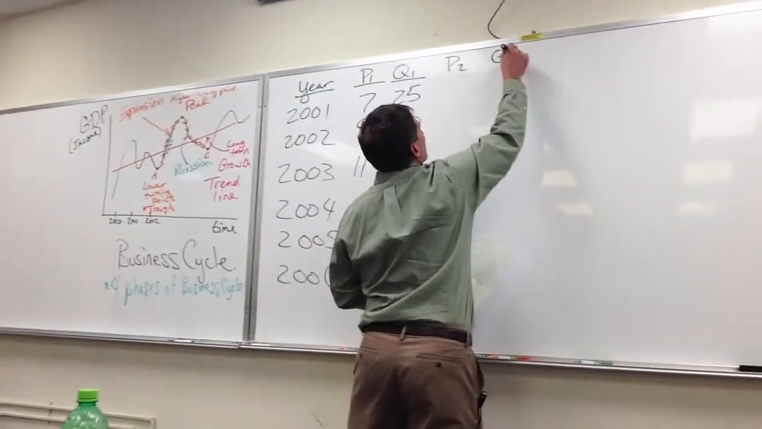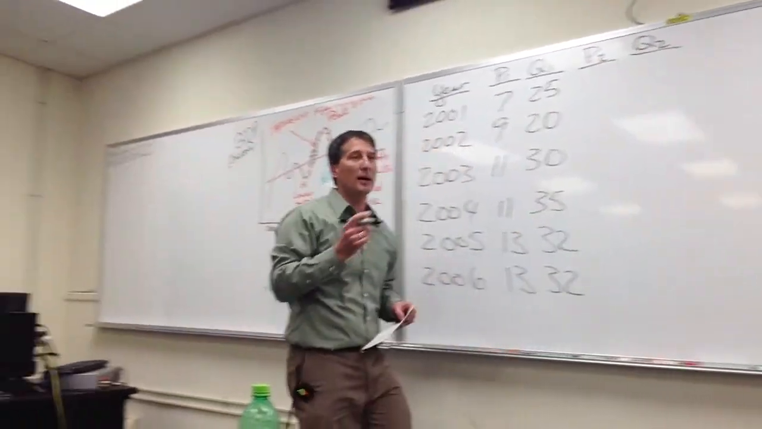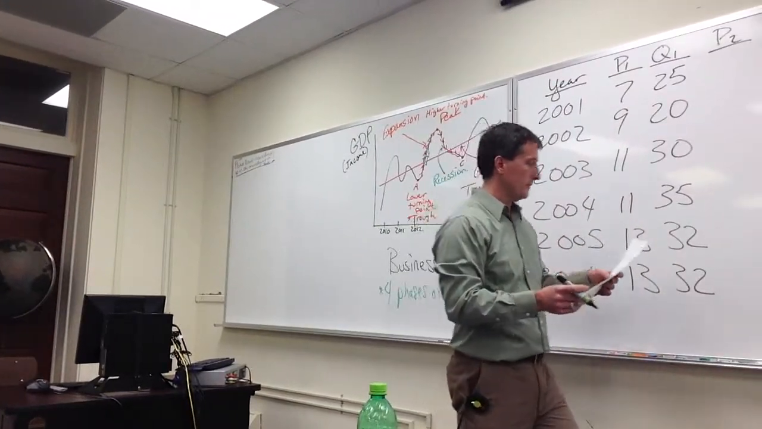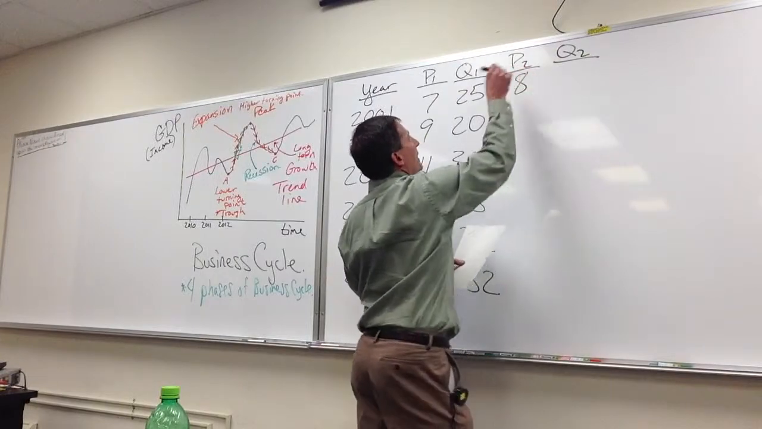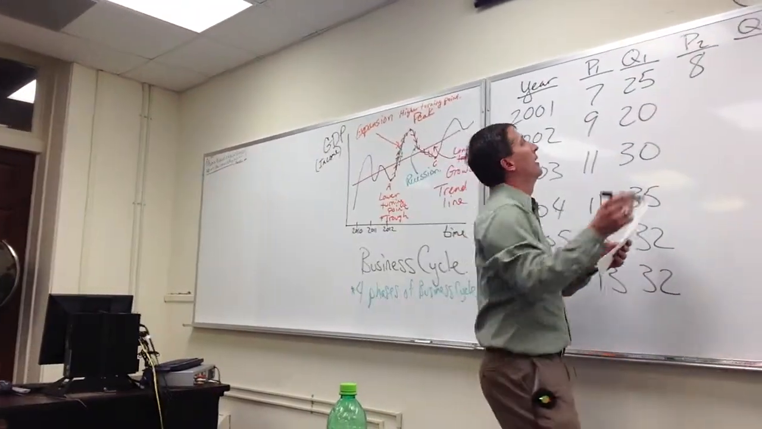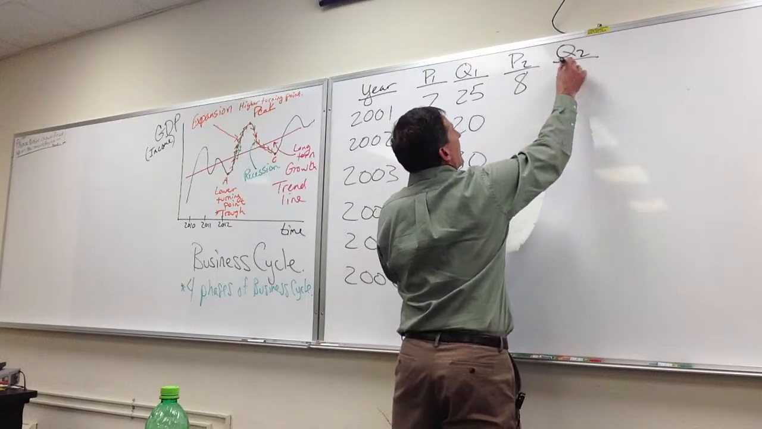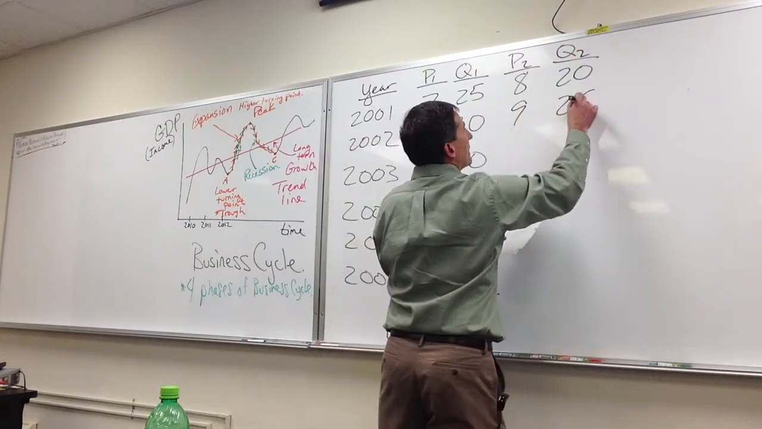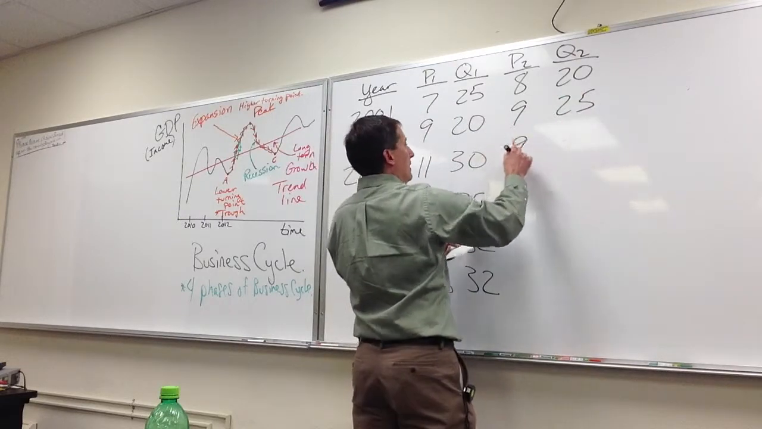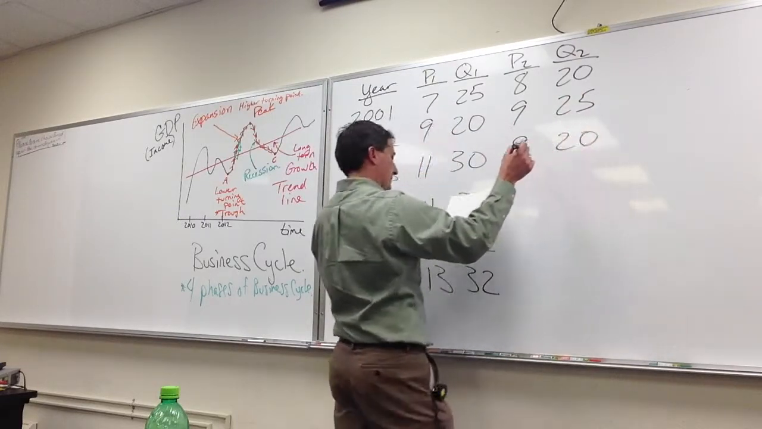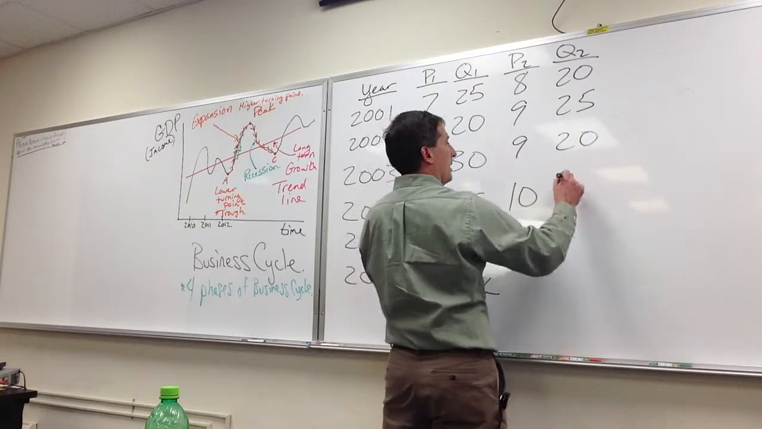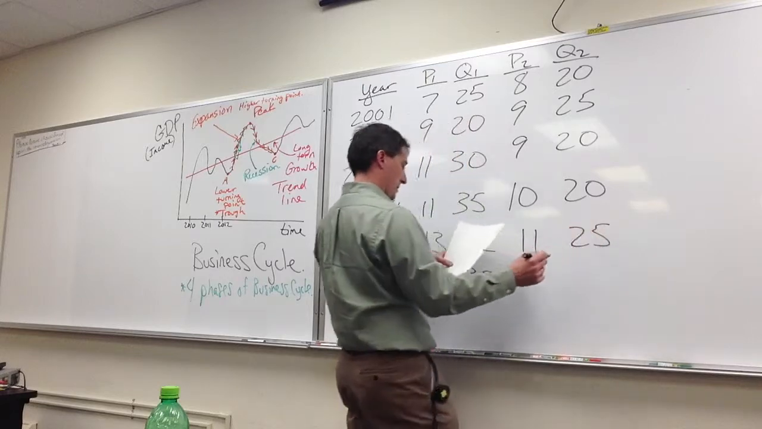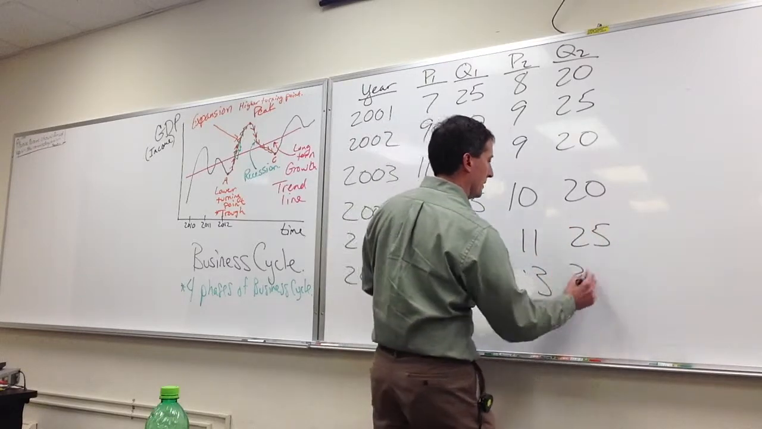Our next columns are going to have the prices and quantities of good 2. Let's say our price of good 2 was $8, and we had 20 units. It went up to 9, we had 25. Stayed at 9, dropped to 20, went up to 10, 20, then 11, 25, and 13, and 32.